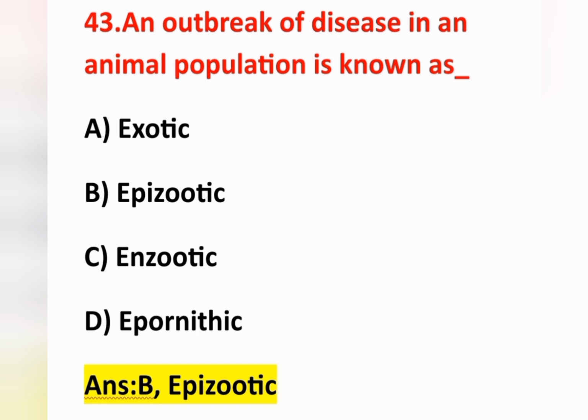Option A exotic disease means disease which are imported into another country is known as exotic disease. And option D epornithic is there, that is the outbreak of disease in a bird population. Okay, that is known as epornithic.